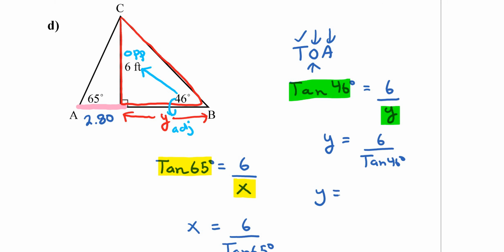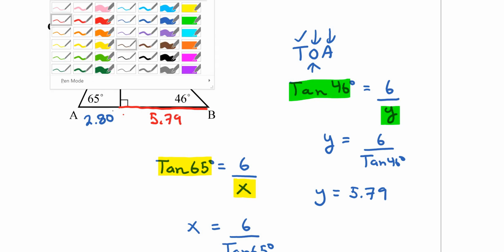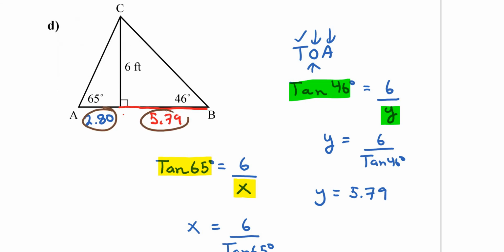And if I go to my calculator, 6 divided by tan of 46 degrees is 5.79. So going back to my diagram here, let's just figure out what we just found. This distance here in red is going to be 5.79. So what we do now is I just take my 2.8 and my 5.79 and I add them together, right? So 2.80 plus 5.79, I get about 8.6 feet, which is the length of AB.